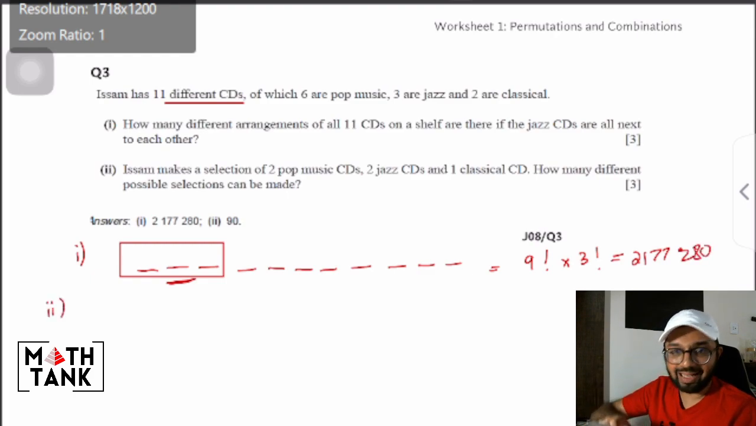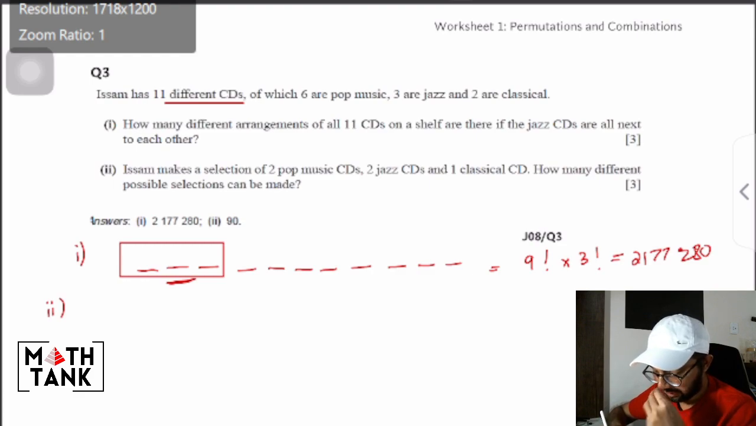Okay, then it says Assam makes a selection. So I'm quickly going on to combinations now. It's no longer permutations. 2 pop music CDs, 2 jazz CDs, and 1 classical.